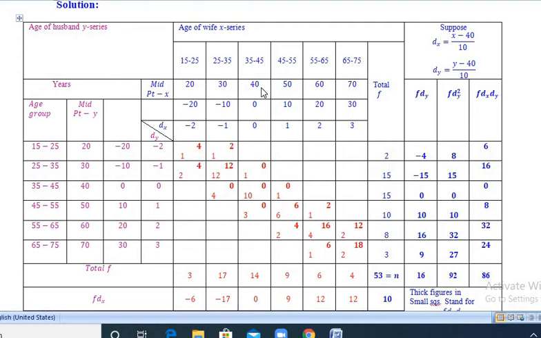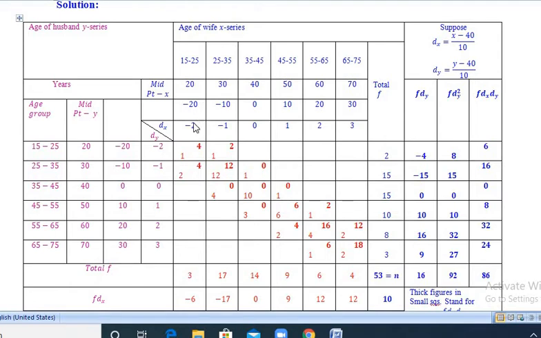Then compute by the step deviation method, that is 20 minus 40 is minus 20, 30 minus 40 is minus 10, then 40 minus 40 is 0, then 50 minus 40 is 10, 60 minus 70 minus 40 is 30. And now dx is defined by the step deviation method. Here dx is step deviation from the assumed mean.